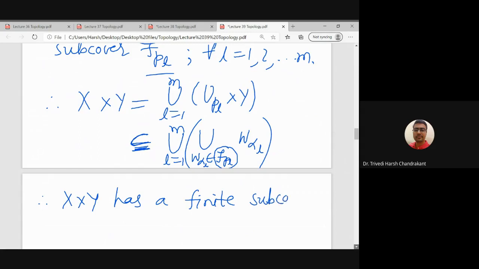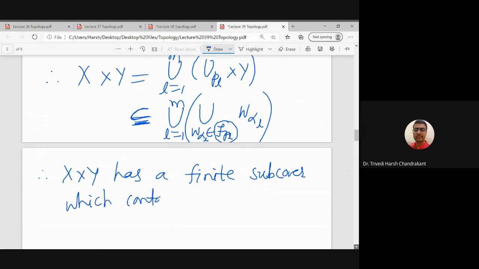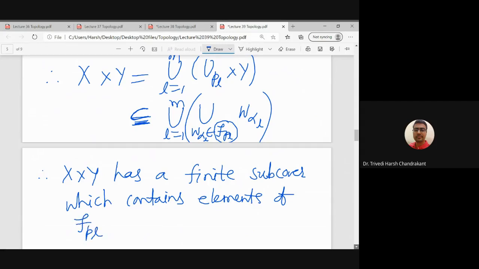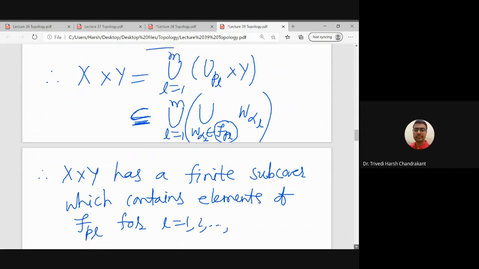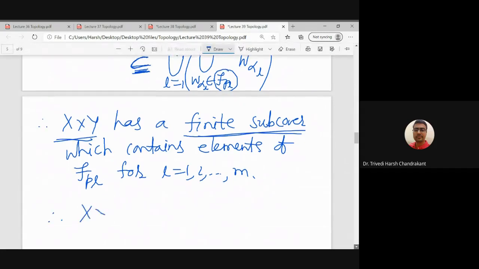finite subcover which contains elements of FPL for L equal to 1 up to M. So each of these sets FPL has finitely many elements, and then we are taking a union of finitely many elements. So that is again finitely many elements. So that provides us a finite subcover of X cross Y. So therefore X cross Y is compact.